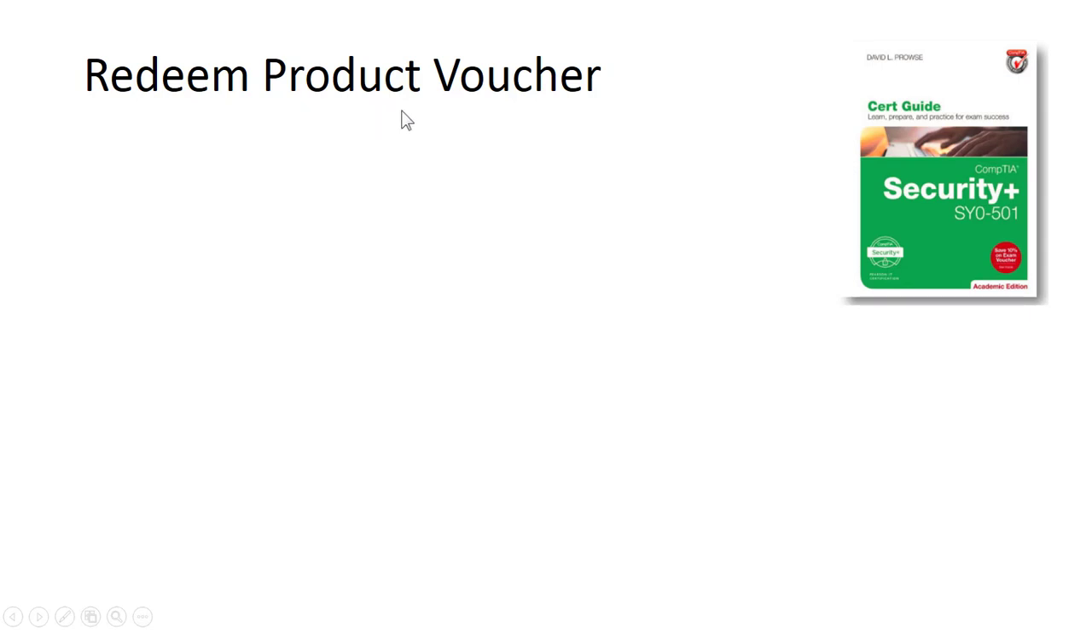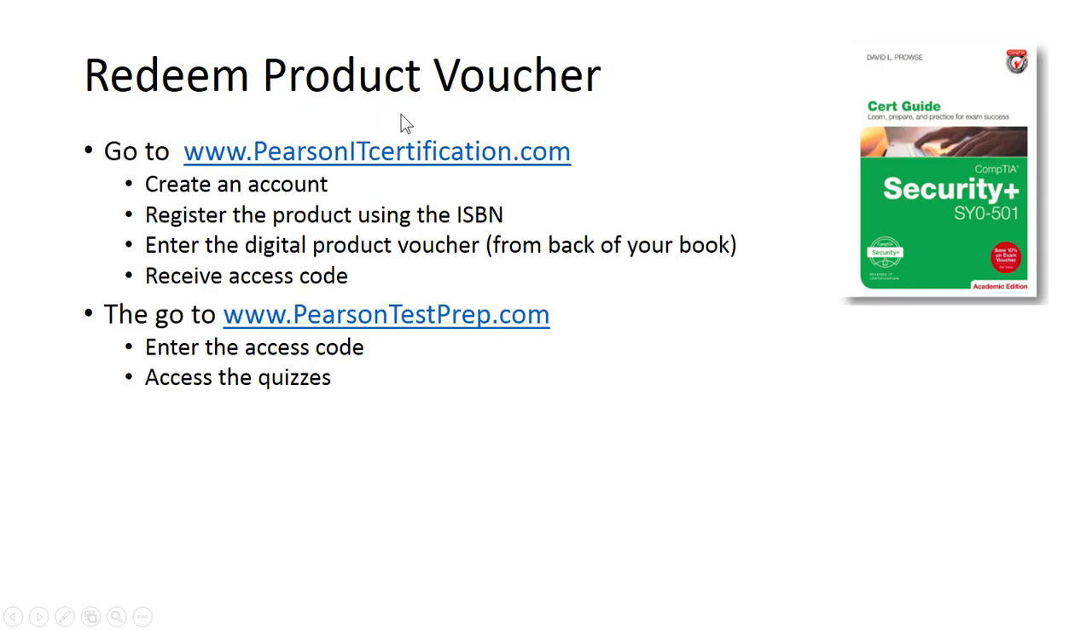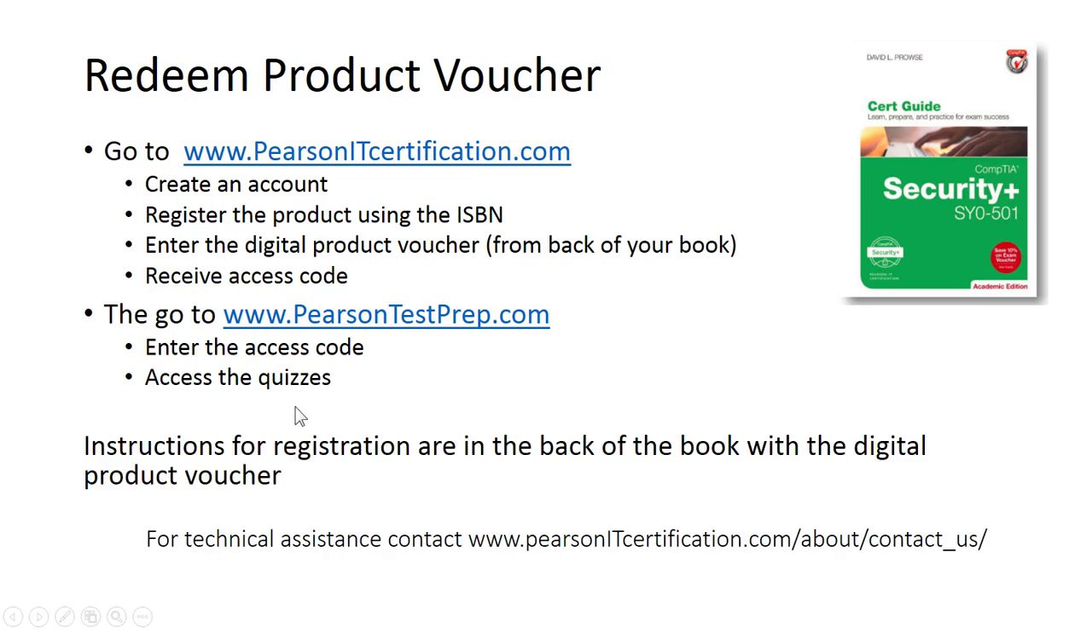Now, to redeem the product voucher can be a little tricky. There are quite a few steps. First thing you do is you go to pearsonitcertification.com. Then you create an account, you register the product using the textbook ISBN, then you enter the digital product voucher from the back of the textbook, and then they give you an access code, and then you go to pearsontestprep.com and you enter that access code, and that provides access to the quizzes. It's a little tricky, but you'll get it.